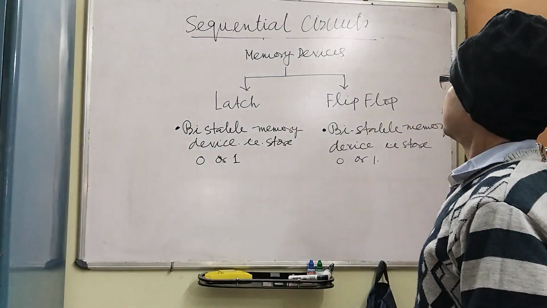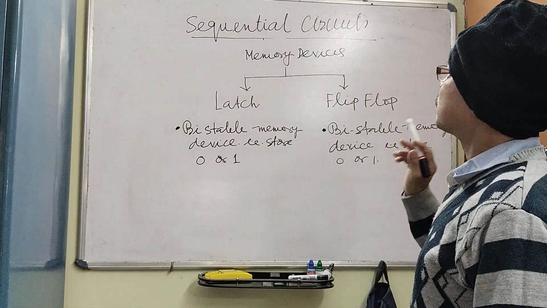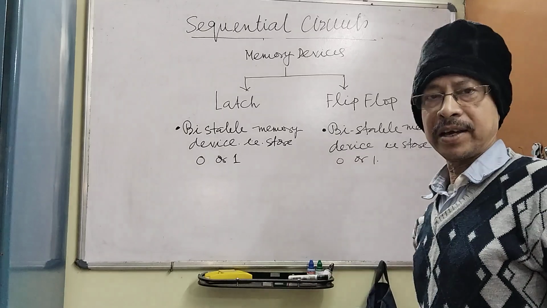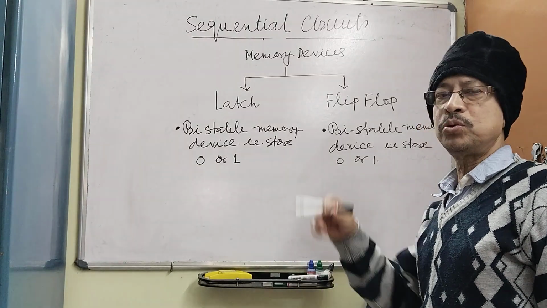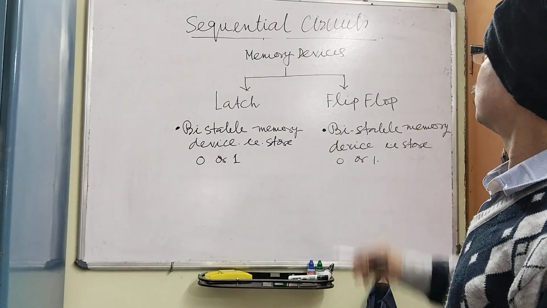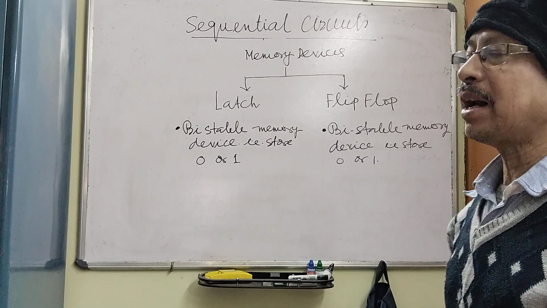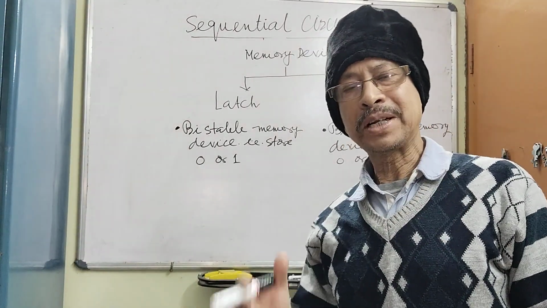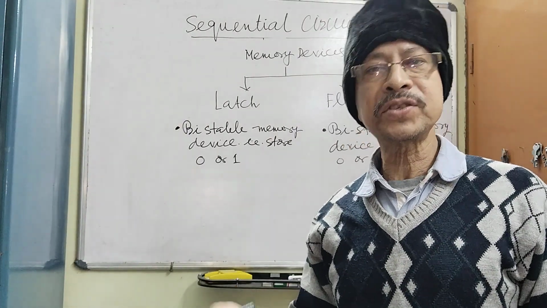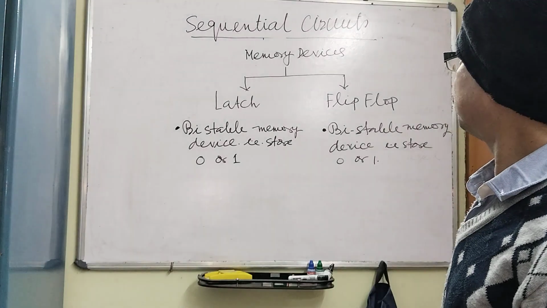So after that, both are memory devices. In a sequential circuit, I have already mentioned that there is a feedback from output to input. That is, the output does not depend only upon the present input, but also depends upon the previous output.